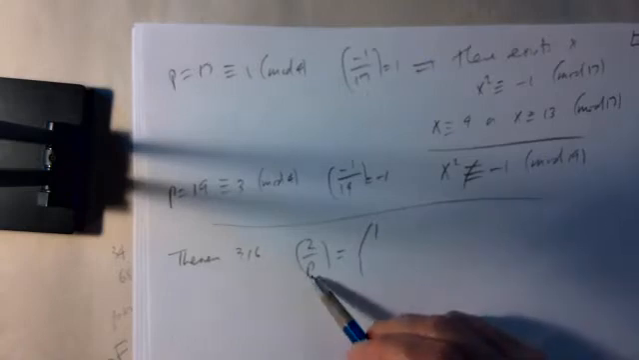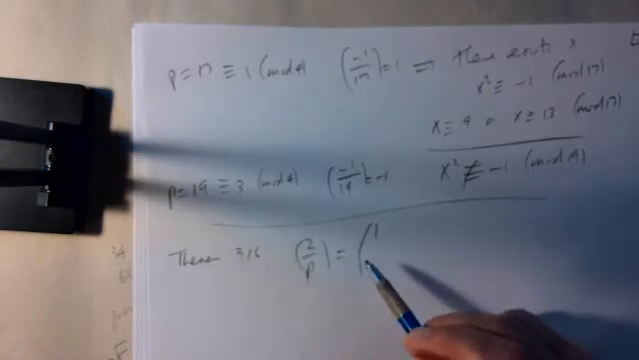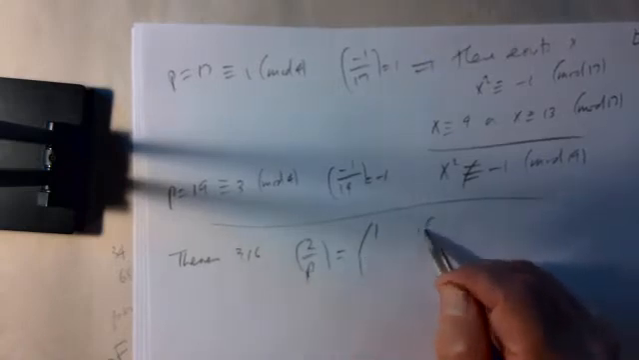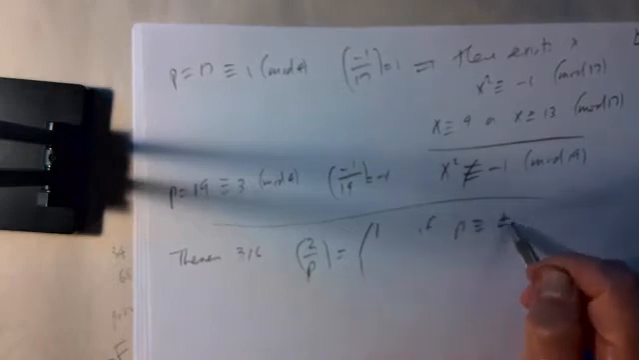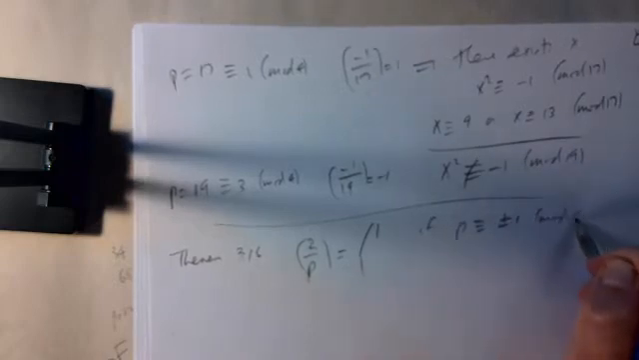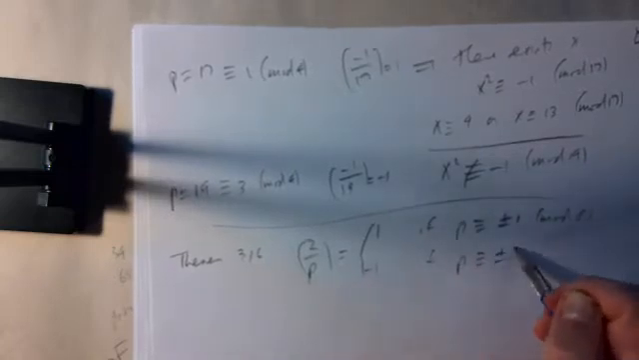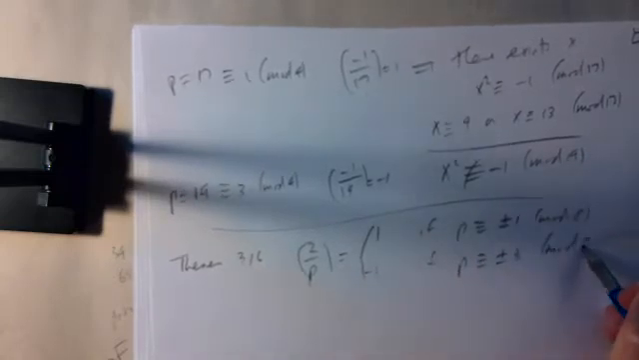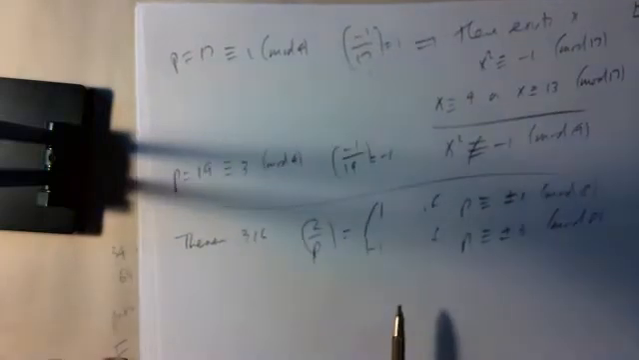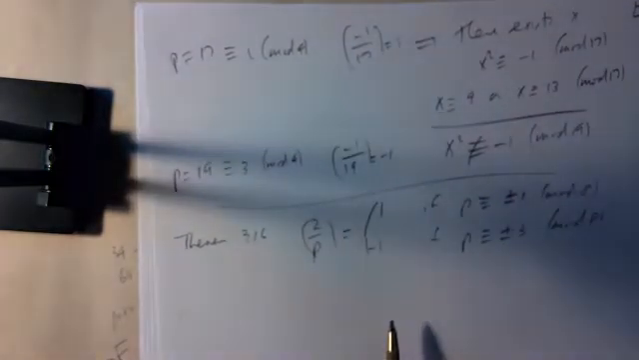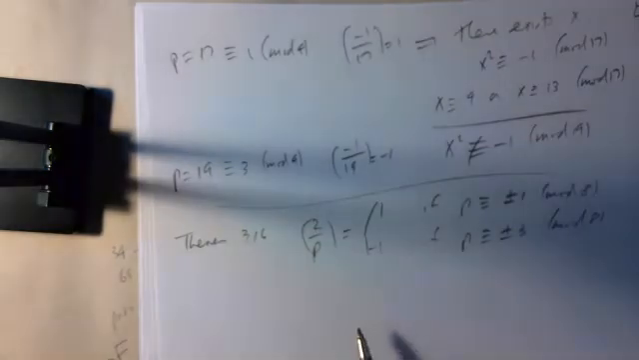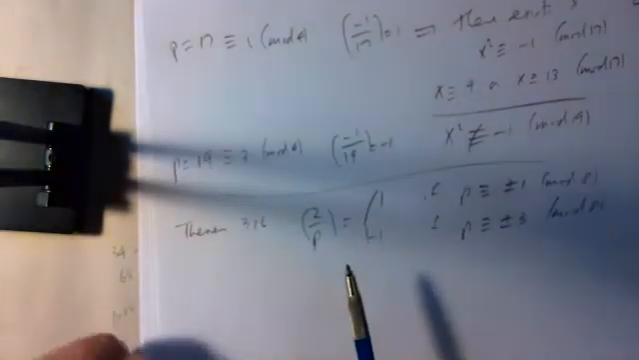So p is an odd prime. So 2 never divides p. 2 over p is 1 if p is congruent to plus or minus 1 mod 8, and it's minus 1 if p is congruent to plus or minus 3 mod 8, right? So this completely determines the value of the Legendre symbol for 2.